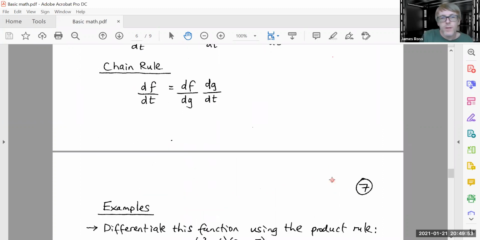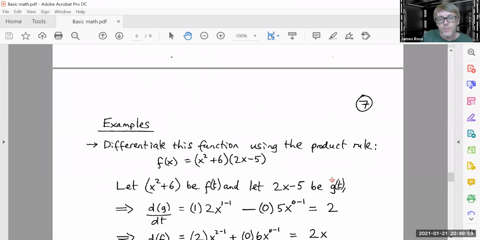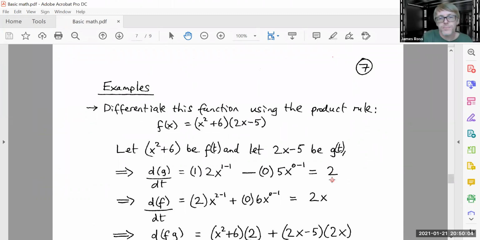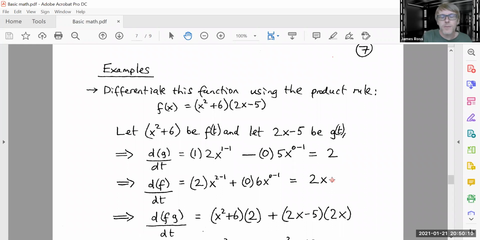Okay, so no other rules I think will be that useful. No other differential equation rules really, at least in this basic stage of chemistry. So let's see some examples. Differentiate this function using the product rule.